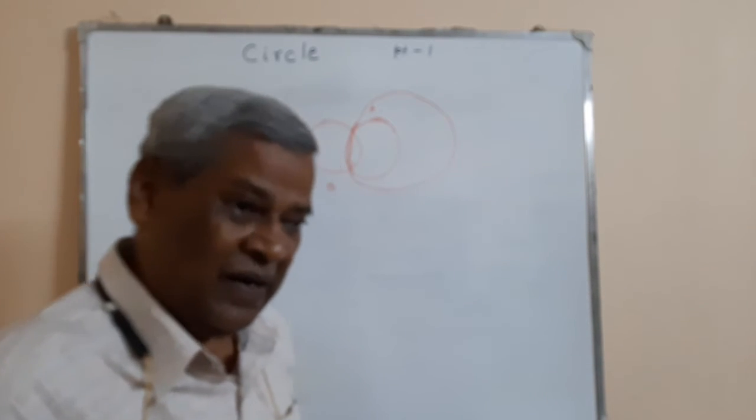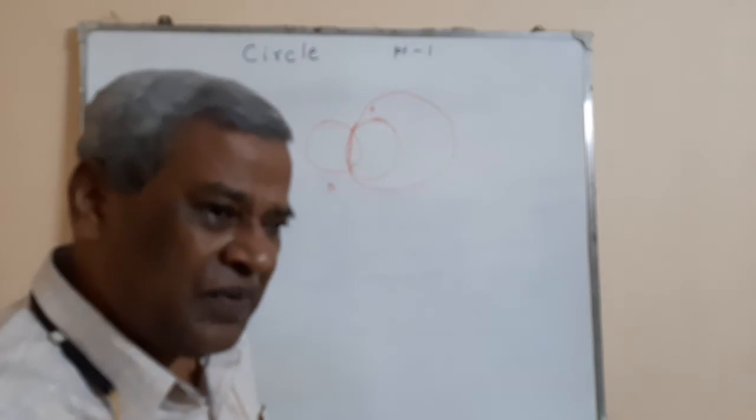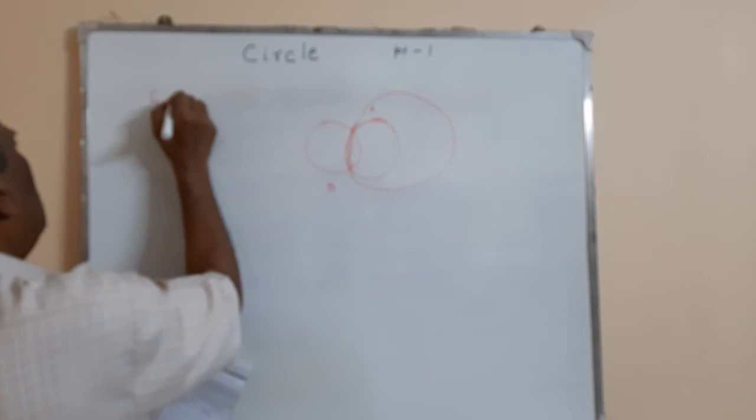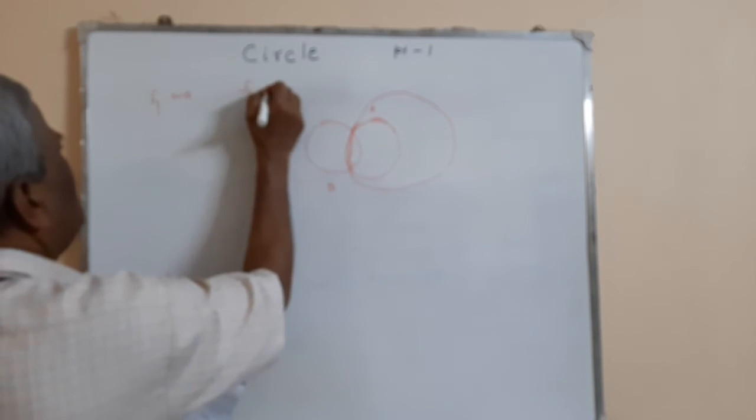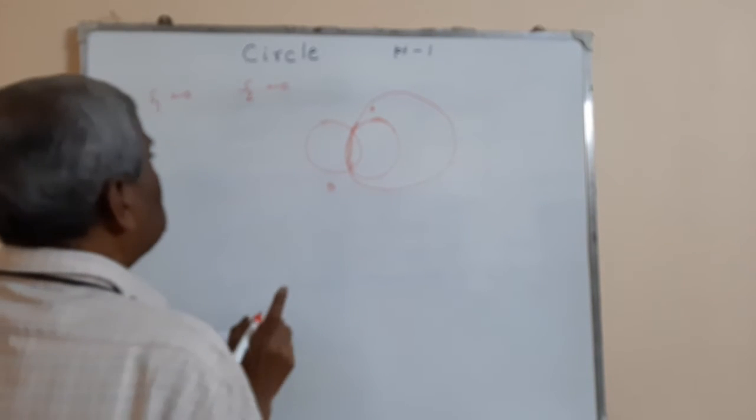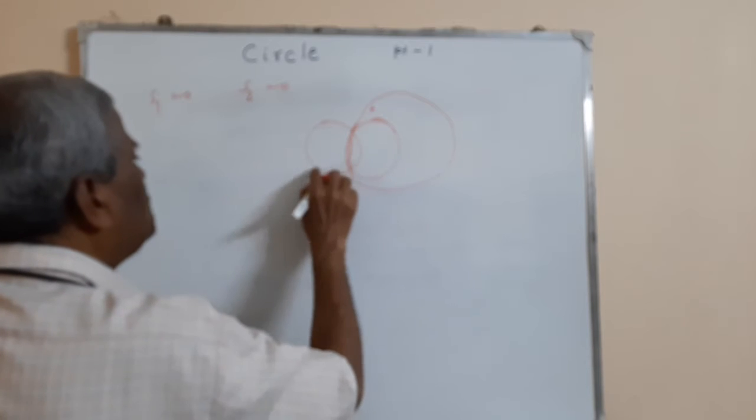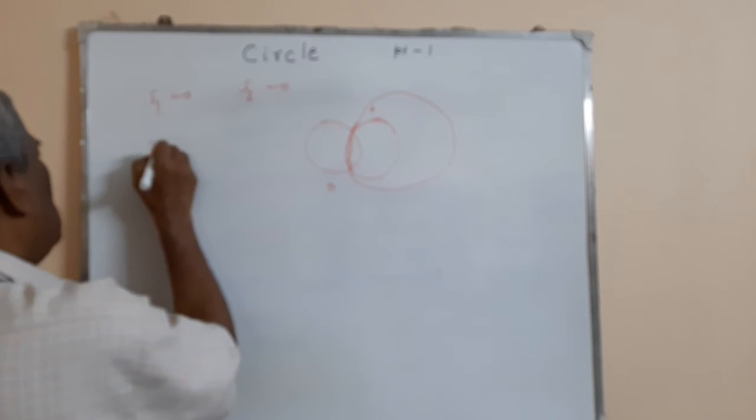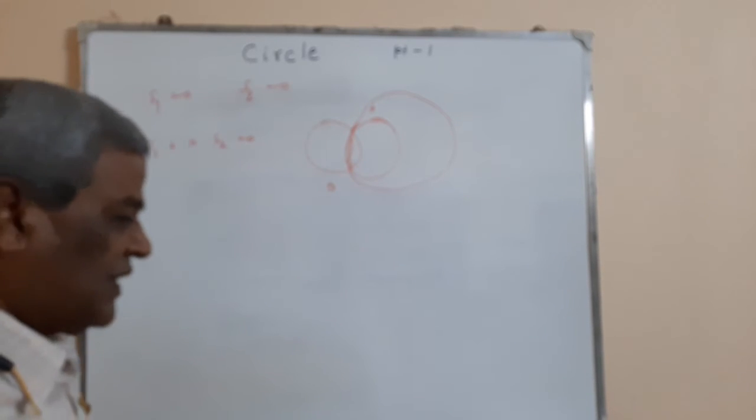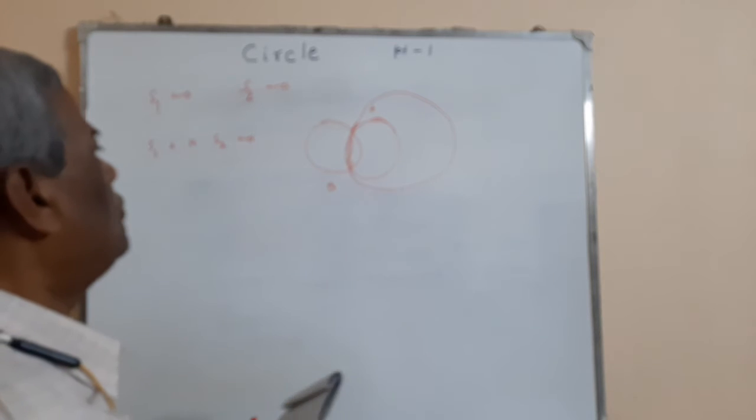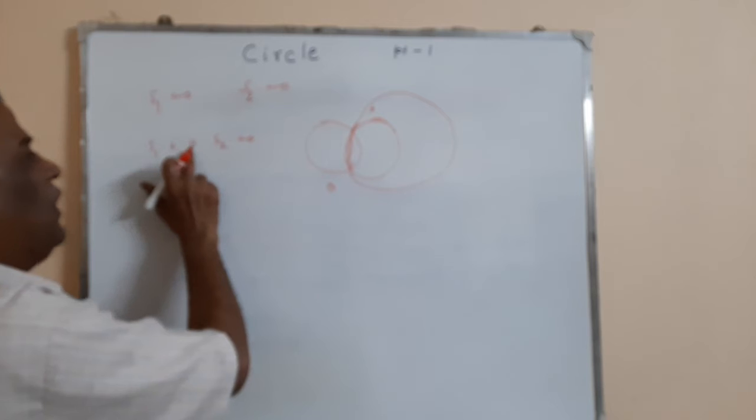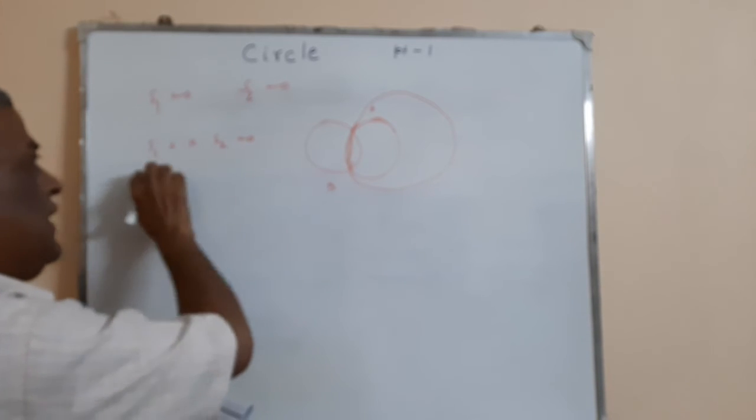So the general equation of a circle passing through the two given circles' meeting points: suppose the equation of the first circle is S1 equal to 0 and the equation of the second circle is S2 equal to 0. Then the general equation of the circle passing through the meeting points A and B is S1 plus K times S2 is equal to 0, where K is an unknown constant to be determined from another given condition. From this condition, K can be obtained. That type is also very important.